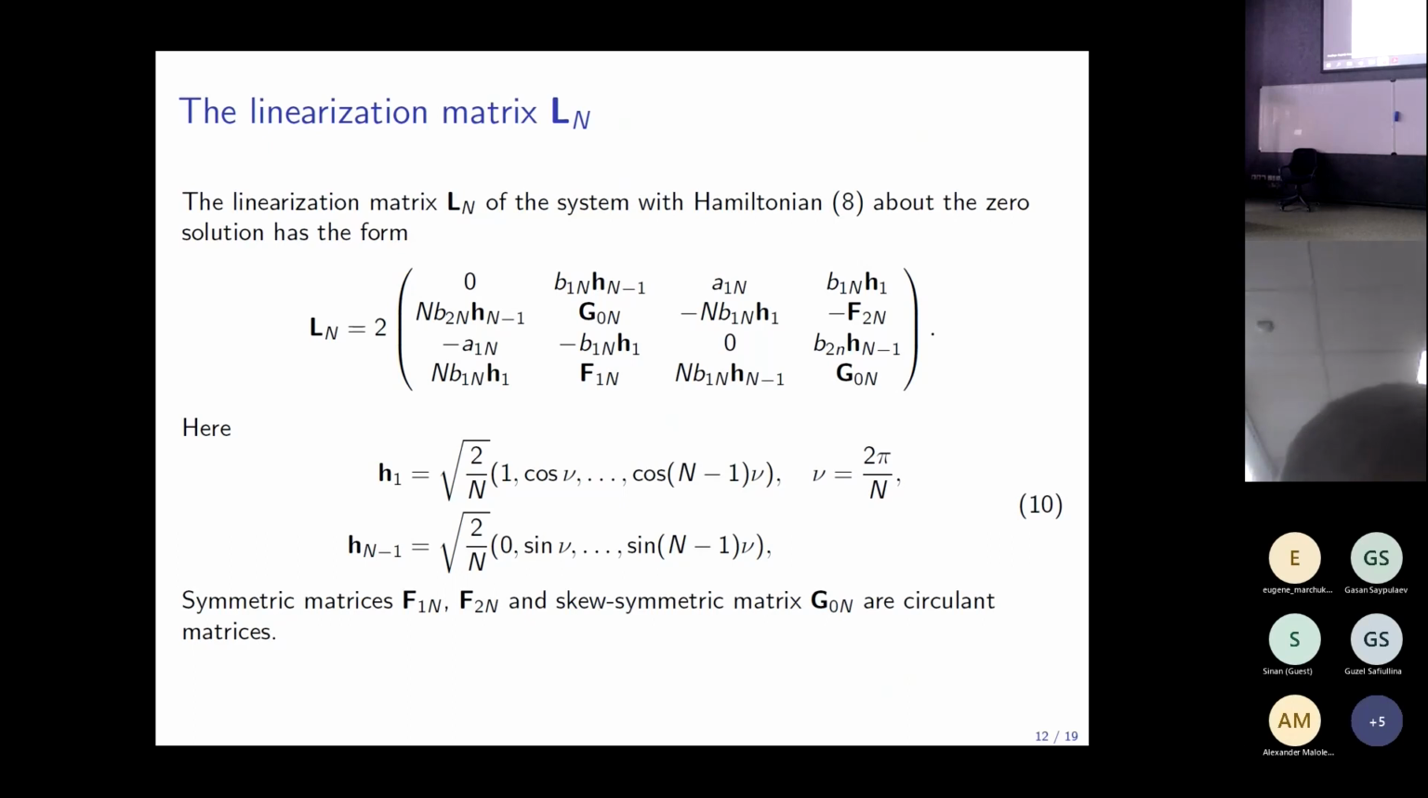The linearization matrix L of the system with Hamiltonian 8 about the zero solution has the form given by this formula. Here, symmetric matrices F1n, F2n, and skew-symmetric matrix G0n are circulant matrices. Next slide, please.